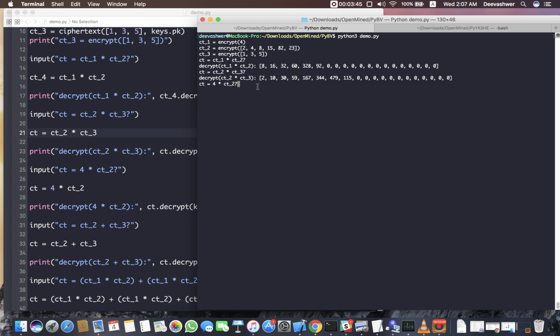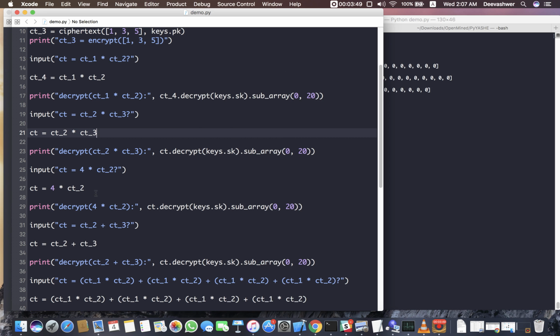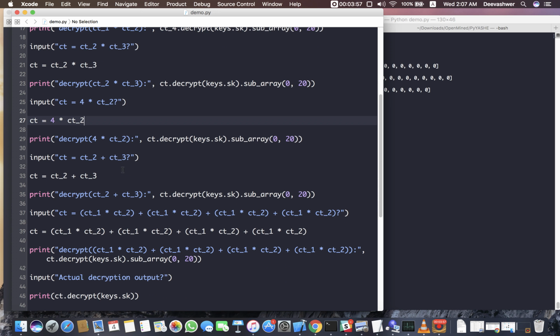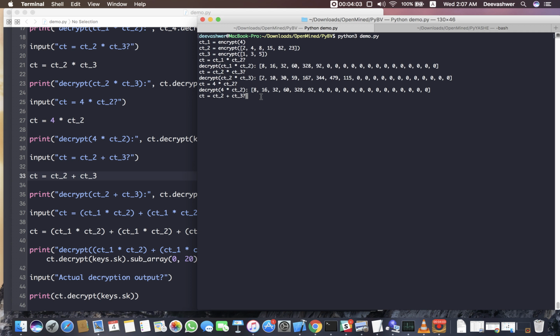Okay. Next, we demonstrate plain text ciphertext multiplication. This is the syntax that we use to do it. Pretty simple, similar to how you multiply 2 integers. Next part is the homomorphic addition.